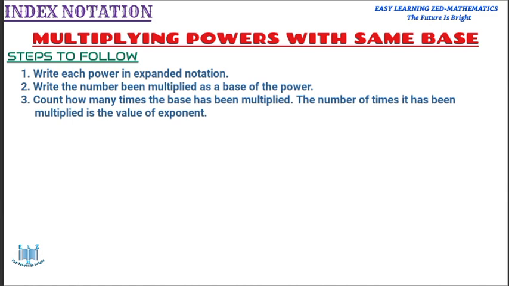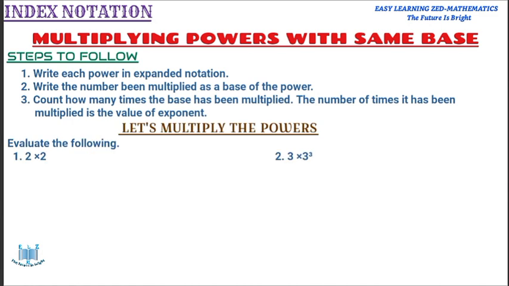Now let me demonstrate what I have just shared with you in these two questions. The instruction is evaluate the following. We have 2 to the power of 4 multiplied by 2 to the power of 6. That is the first question. And the second question is 3 to the power of 5 multiplied by 3 to the power of 3. We need to find the value of that.